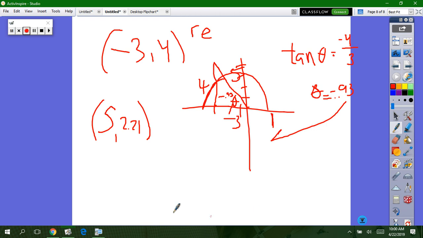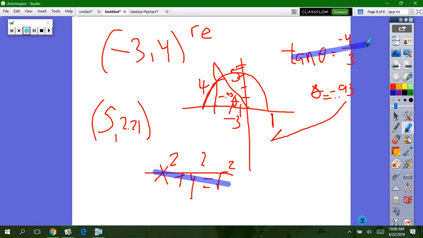Okay, notice the 2 equations I used there was x squared plus y squared equals r squared, and tangent is y over x. That's what I used to find those.